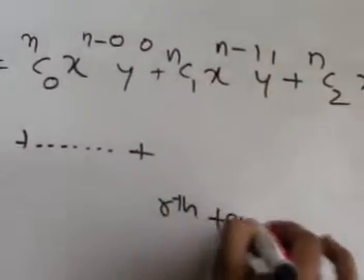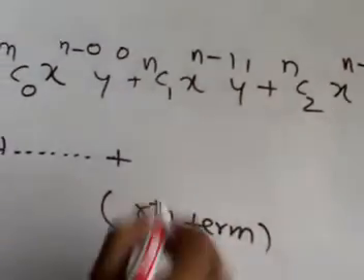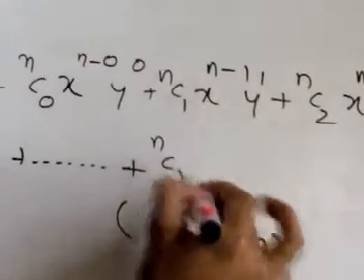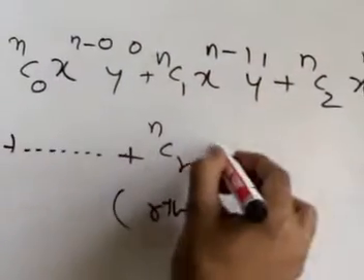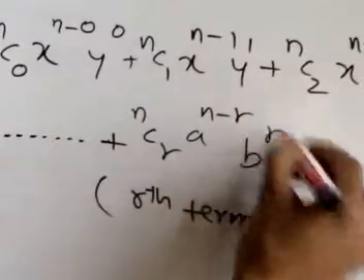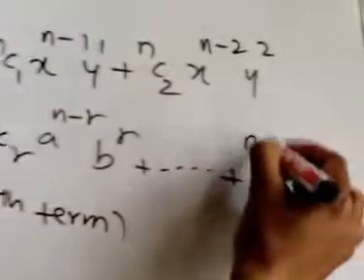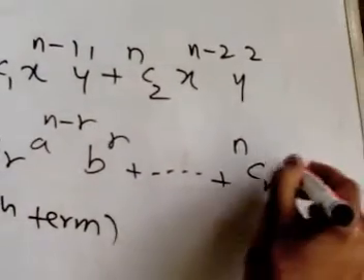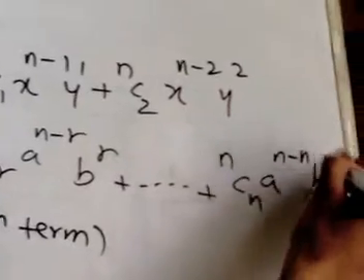Remember the rth term, I will come back to this in a later lesson, but just observe there will come some number r in the middle, nCr, that will be a^(n-r) b^r, and then the last term, which is known as the nth term, nCn a^(n-n) b^n.